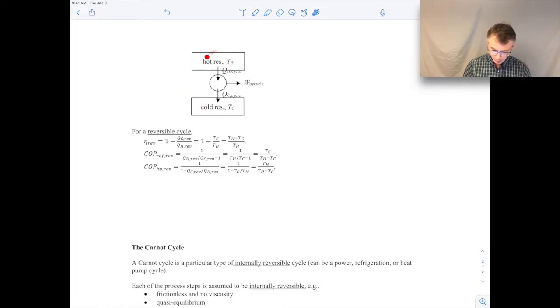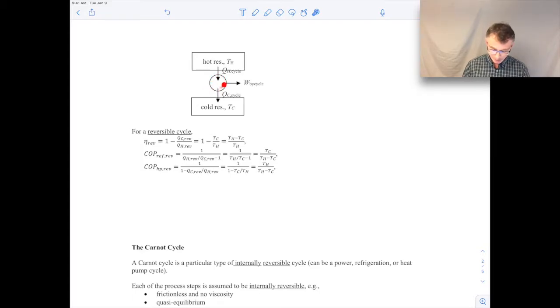where we have a hot reservoir, a system, and a cold reservoir. The hot reservoir has an absolute temperature, TH. The cold reservoir has an absolute temperature, TC. This is a power cycle that I'm showing here. I'll just focus on power cycles for today, but everything I talk about here can also be used for refrigeration and heat pump cycles. This circle here is your system. This is where all of the components of your cycle are contained.